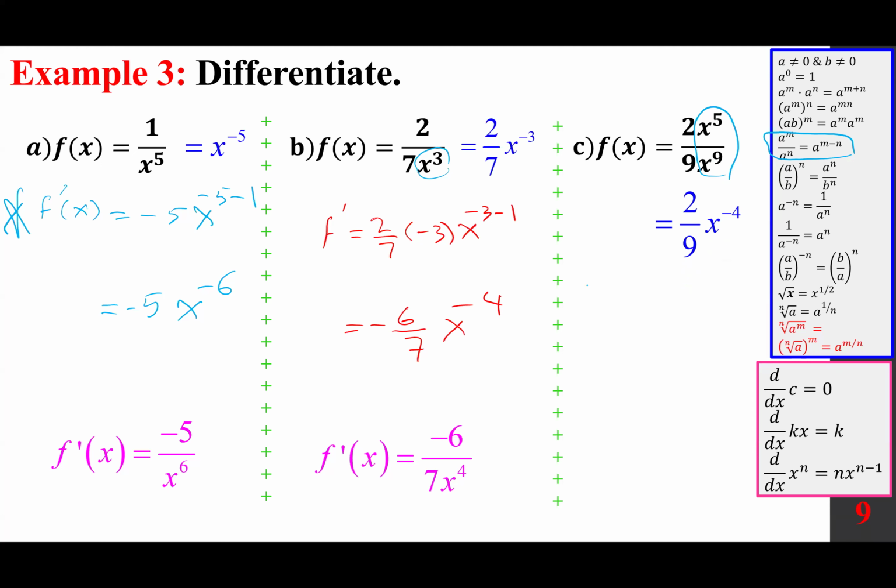And now f prime is 2 over 9 times -4 x to the power of -4 minus 1, which is -8 over 9 x to the power of -5. You take this one down: minus 8 over 9 x to the power of 5.